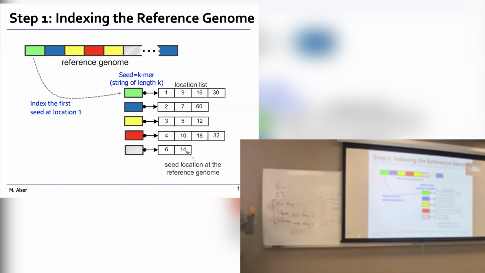Now the first step is indexing. By this time, it's already boring. We already went through hundreds of examples, many algorithms over the last 3 lectures. But let's agree that we need to build an indexing structure. We call it a hash table. This is the seed, and those are the locations. Done.